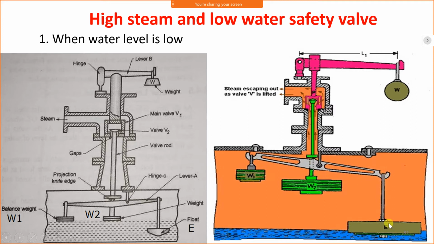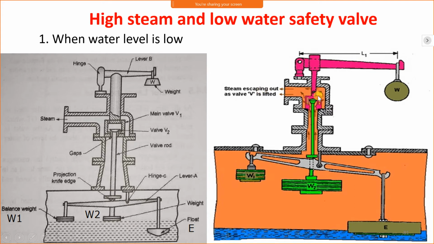When this weight moves in the downward direction, this weight W1 moves in the upward direction. This pointer lifts this hemispherical valve, and the steam from this end enters the main valve V1, and main valve V1 has an opening. From this opening, steam escapes from the valve, and this steam escapes with very high velocity.